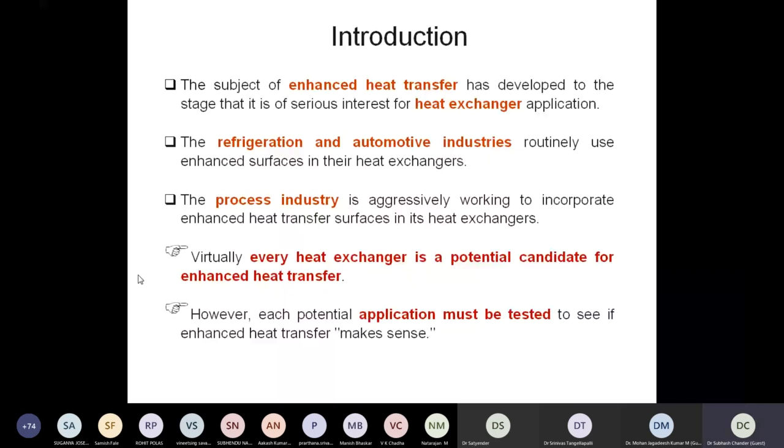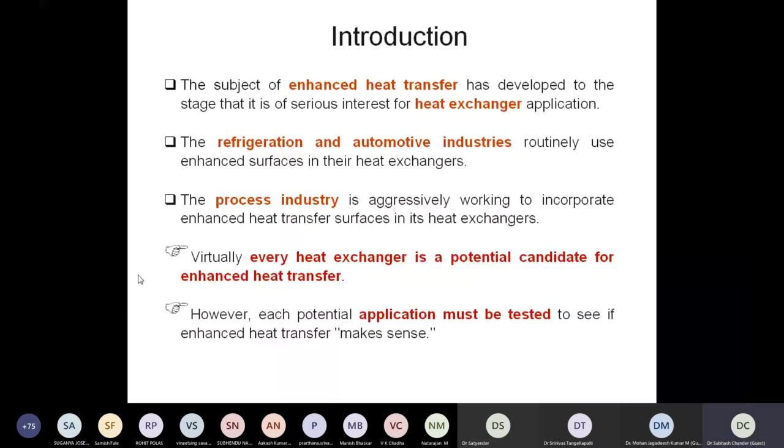You may talk about any process industry like pharmaceutical industry, food industry, or milk processing industry, refineries. All process industries are using them, and heat transfer enhancement is a major challenge or major objective associated with those types of heat exchangers. So virtually every heat exchanger is a potential candidate for enhanced heat transfer.